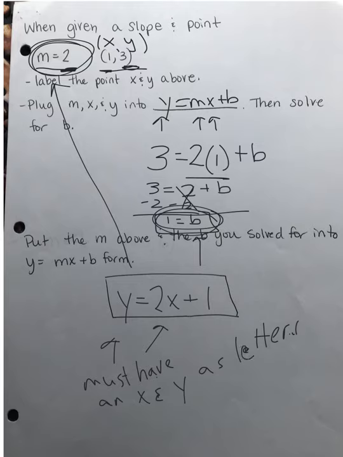As letters. M and B are numbers. Okay. That is page 2, so go ahead, take a second and screenshot that.